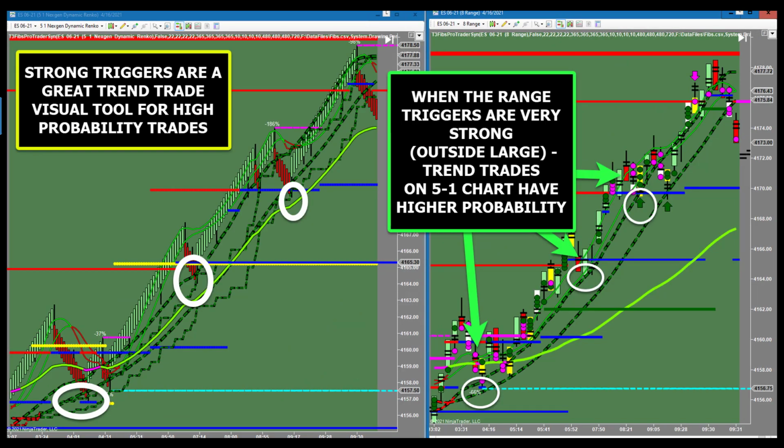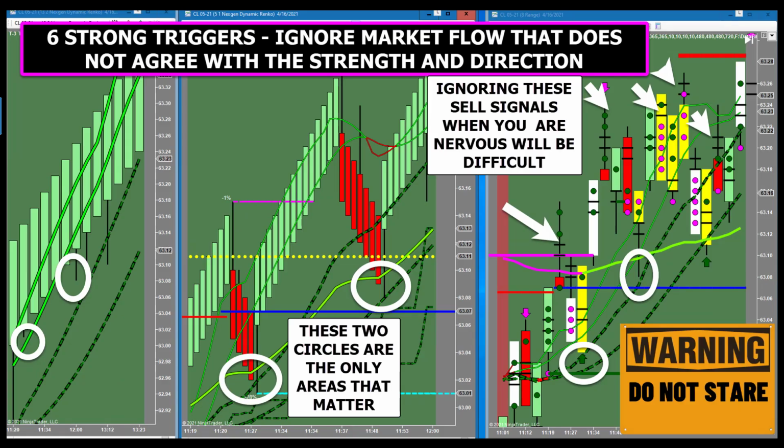Now we will look at a market flow chart along with the 5-1 chart. When you look at the market flow chart during a strong trend, remember to focus mainly on the small versus large trigger line location. The stronger the range chart triggers are, the higher the 5-1 trend trade probability of continuation to a target is. This slide will build upon the prior lessons. First, recognizing the strong trigger line condition on all three charts. This is referred to as 6 strong triggers.